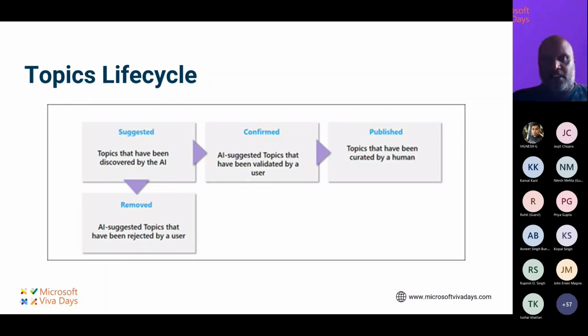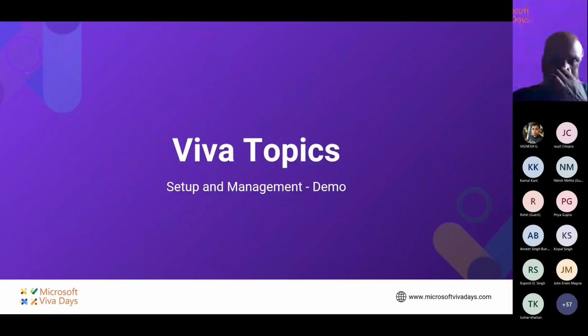At all 3 stages, suggested, confirmed, or published, the knowledge managers can remove a topic. They can remove it at any stage. So there are 4 topic stages: suggested, confirmed, published, and removed. Now let's jump into the demo.